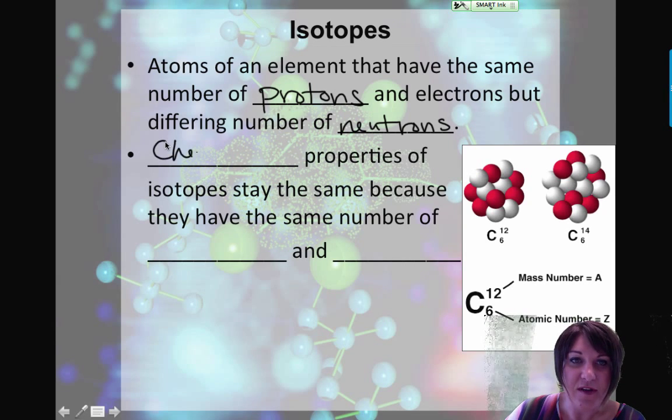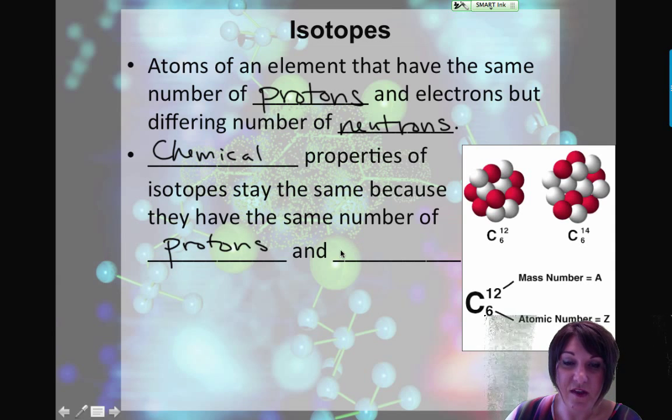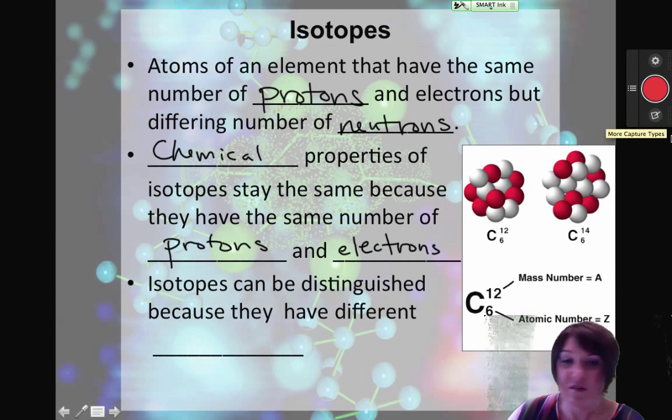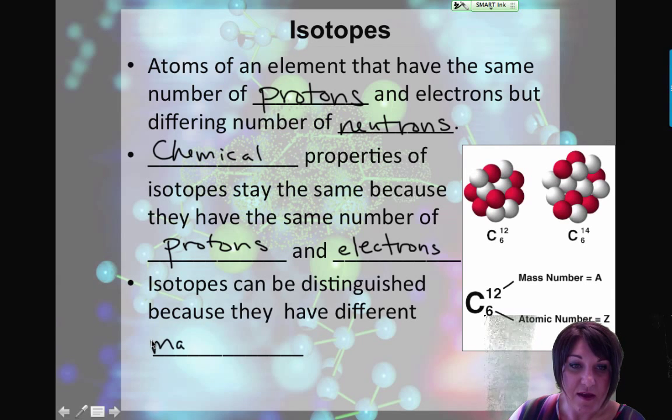Their chemical properties are the same because protons and electrons are still even. That's what determines its chemical reactivity, what the electrons are up to. But their mass is going to be significantly different because the neutrons have mass.